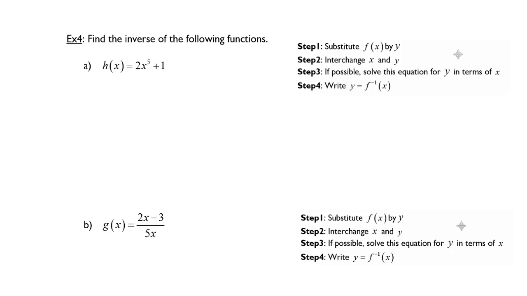Welcome back to part 4 on inverse functions. In this video, we need to find the inverse of two different functions. The first one is h of x equals 2x to the fifth plus 1.